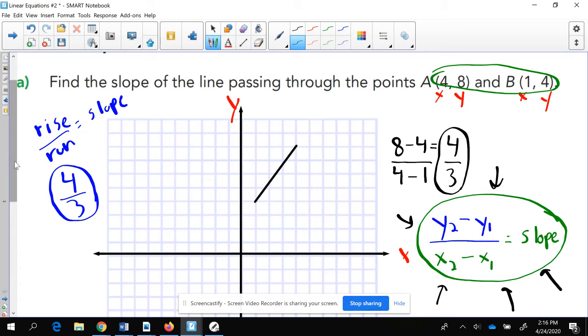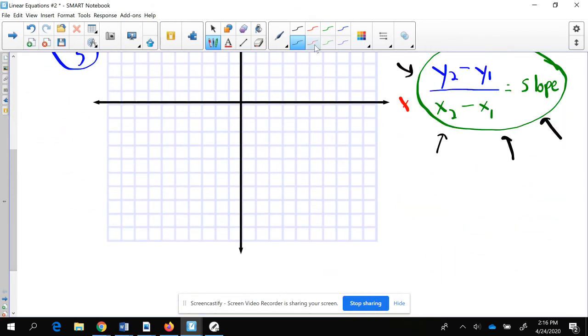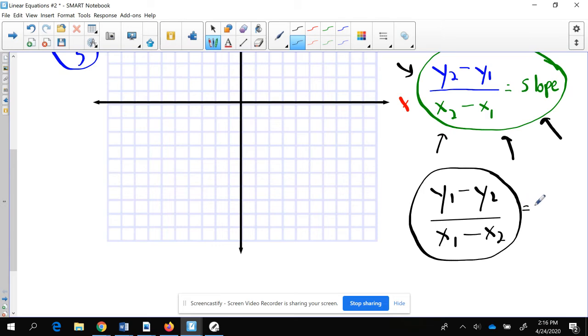And by the way, it actually doesn't matter. I'm going to write this down, if you're taking notes, which you should be. You can take y1 minus y2, and you can take x1 minus x2. This will also work. This will also give you the slope.